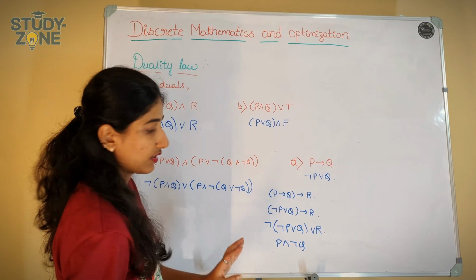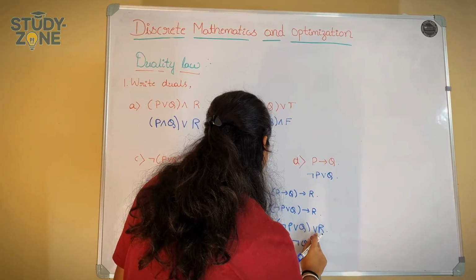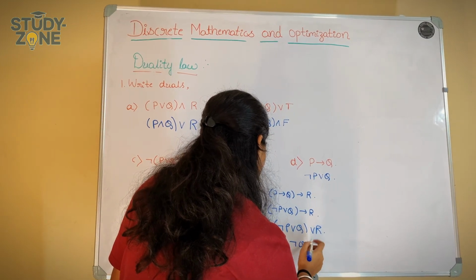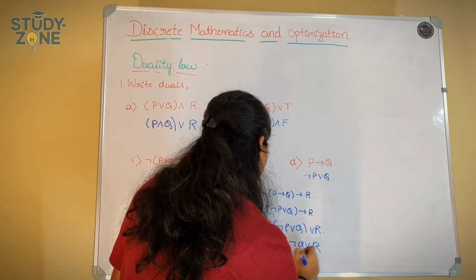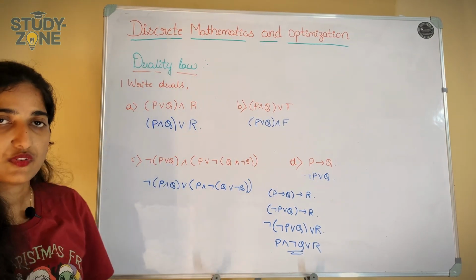It is De Morgan's law. And then still it has or R, correct? So we can write it as or R. So this is the final answer. So these are all the examples for duality law.